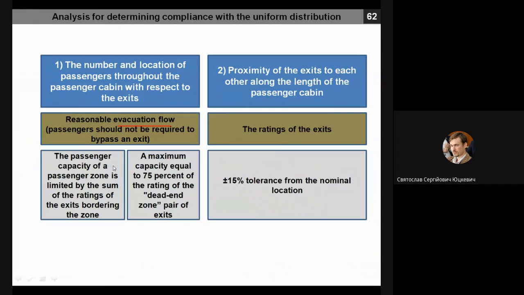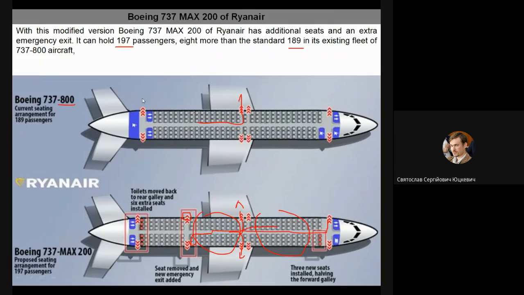Next one, the passenger capacity of the passenger zone is limited by the sum of the ratings of the exits. So the type rating of this door plus the type rating of this door will be a limitation for this compartment. If it will be type 1 and double type 3, so assume this 70 plus 45 will be the limitation for this emergency exit.